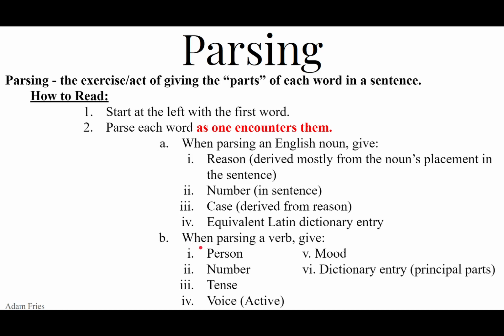When we parse an English verb, we are to give the person, the number, the tense, and the voice. Now, the answer for voice is going to be active, the active voice, and the mood. We now know the difference between the indicative mood and the imperative mood. The imperative mood shows commands. The indicative mood indicates fact. So for now, if it's not a command, it's in the indicative mood. If it's not imperative, it's an indicative. And then once we figure out the correct Latin dictionary entry, that is the principal parts of the verb, then it's a simple conjugating game.